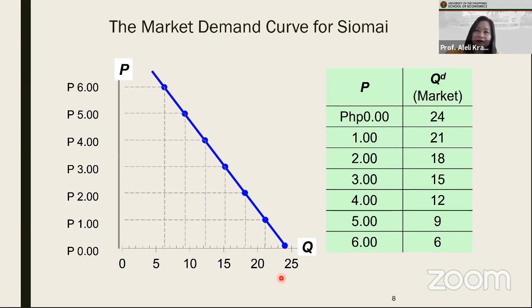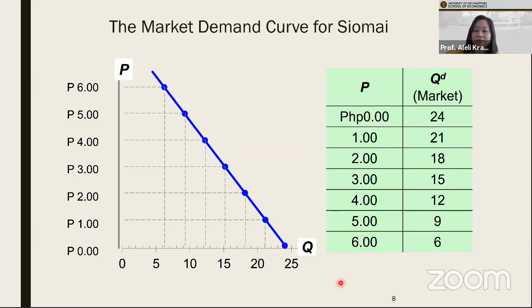So later on, we'd say for this quantity to be demanded, how much would the price have to be? So we have this concept of an inverse demand curve. But for now, we assume that for this price, this is the quantity demanded. So we'll just note that for the moment.